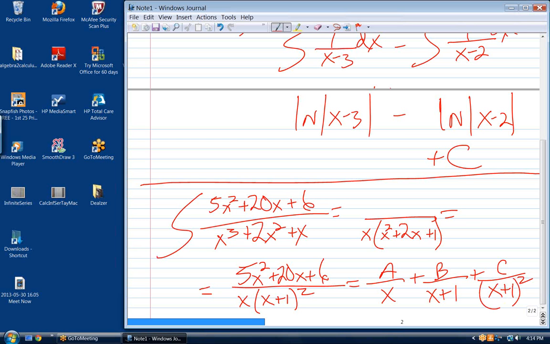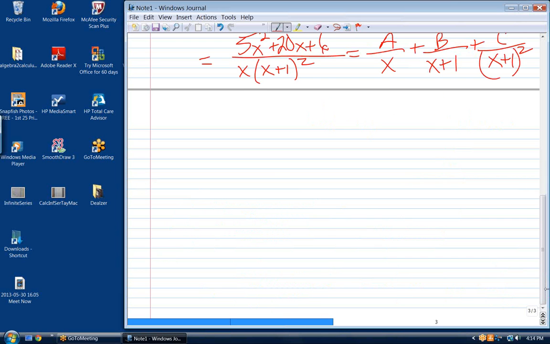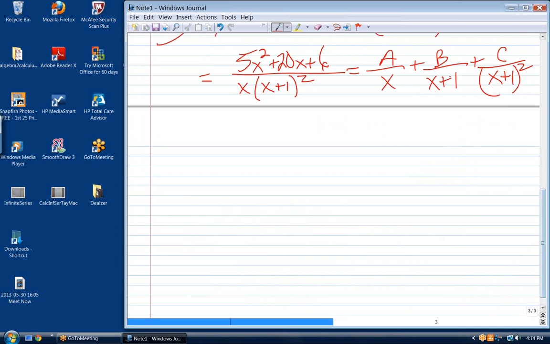Okay? In other words, this x plus 1 squared forced me to have an x plus 1 and an x plus 1 squared. And notice that if we had started with these three fractions and I said find a common denominator, it would be this. Okay? So now I can do the same process.